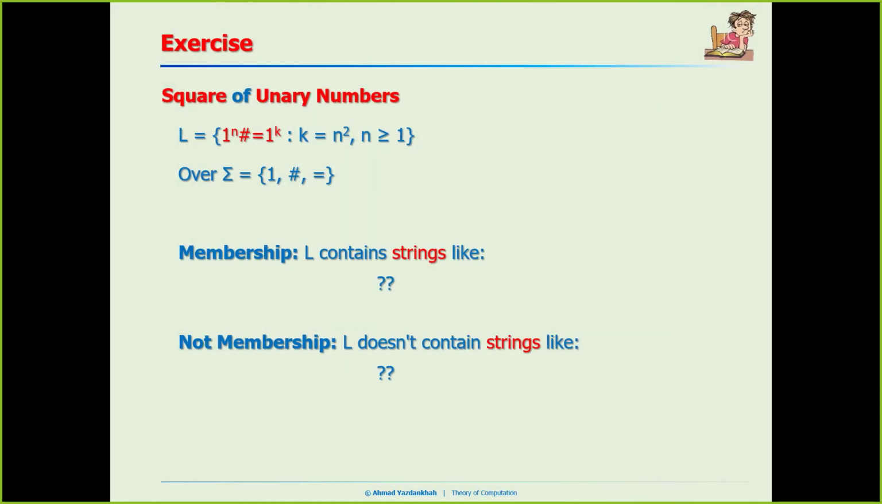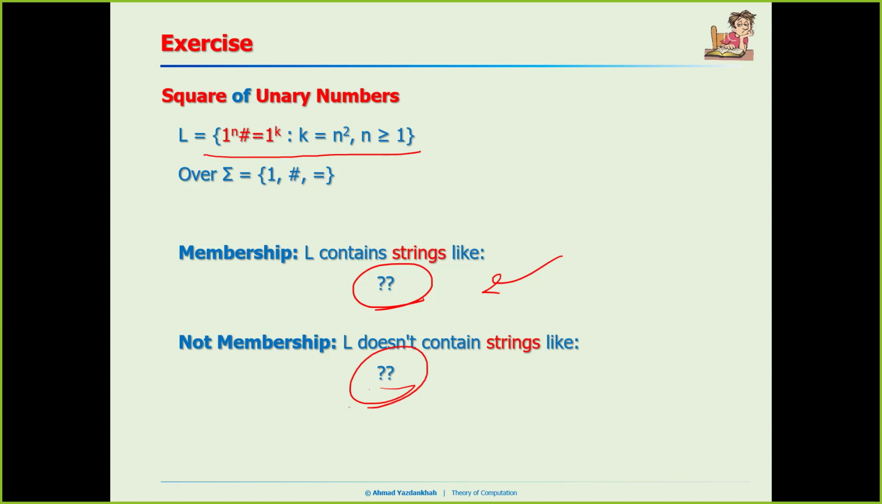Here I put it as an exercise. Let's call it the square of unary numbers. I use this symbol for a square. Your job is to enumerate and say which strings belong to this language and which do not.